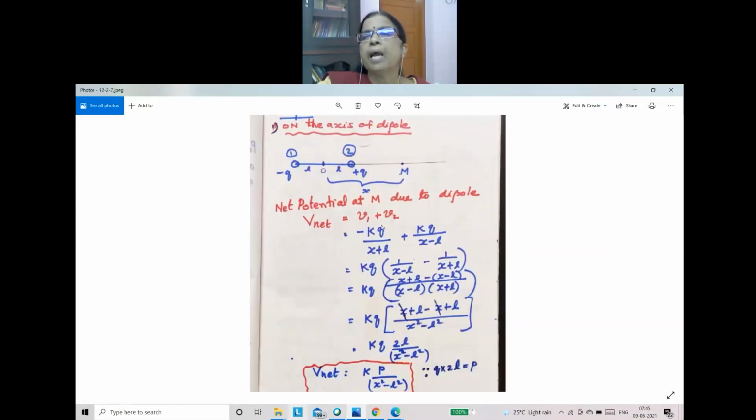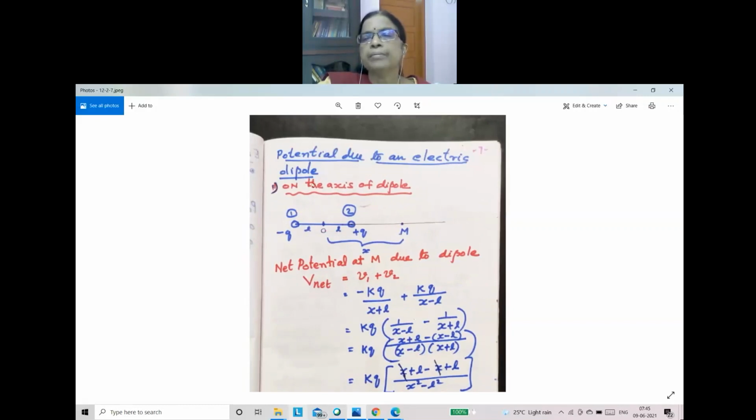Next is potential due to an electric dipole. So you have to consider a dipole, minus q and plus q charges, equal and opposite charges separated by a short distance. What is dipole moment?